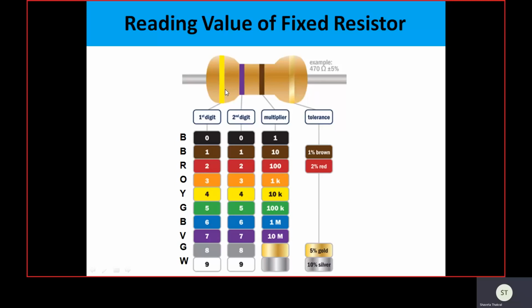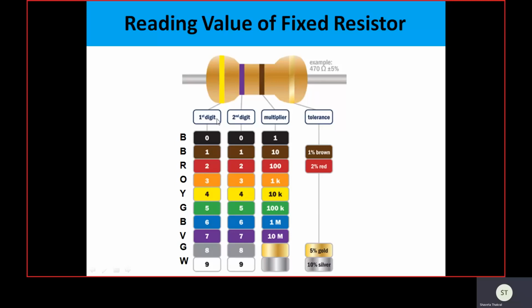So how can we calculate the value of this resistance? First we see the first band, that is yellow, and for yellow the digit is 4. So we write the first digit as 4. Then the second color band is violet, and for violet we have the digit 7. So the second digit will be 7. So we have two digits, 4 and 7.